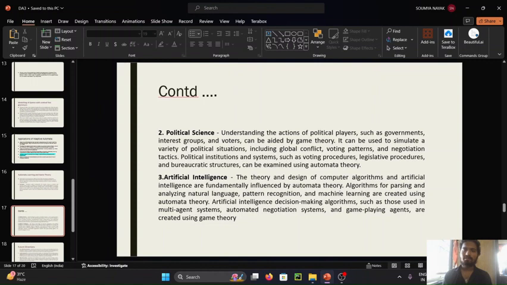Previously we gave the example of political science. This isn't just an adaptation or an extension of that. When talking about artificial intelligence, the theory and design of computer algorithms and artificial intelligence are fundamentally influenced by automata theory. And with the introduction of machine learning, it can be enlarged and greatly enhanced.